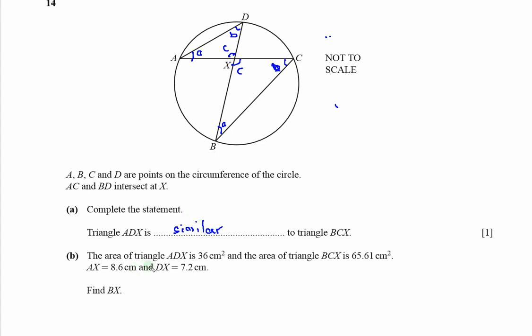Now the area of ADX is 36. The area of triangle BCX is 65.61. Okay, so let's establish the K factor, the area of ADX.